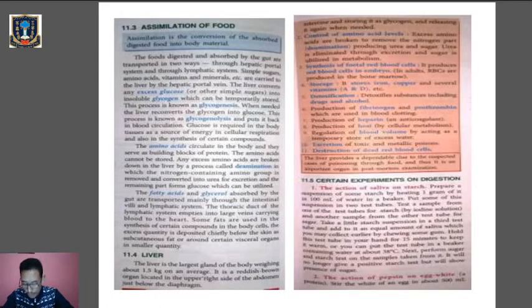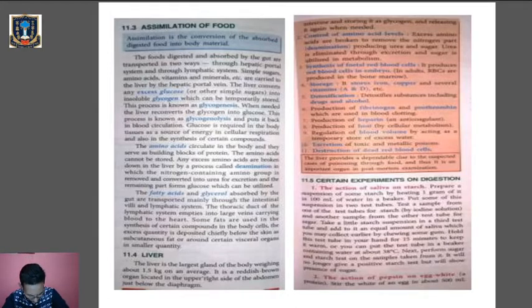Now let's go to liver. Liver is the largest gland of the body, weighing about 1.5 kg. This reddish brown organ is located in the upper right side of the abdomen, just below the diaphragm. From your book, I would like you to go through the functions of liver.